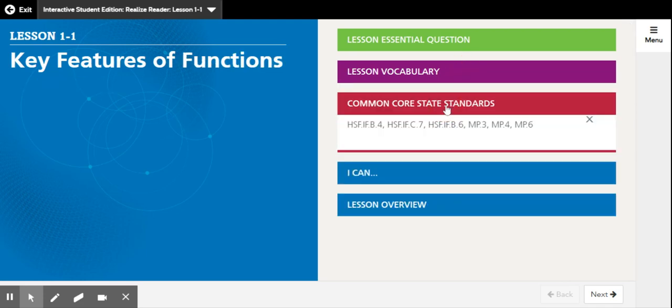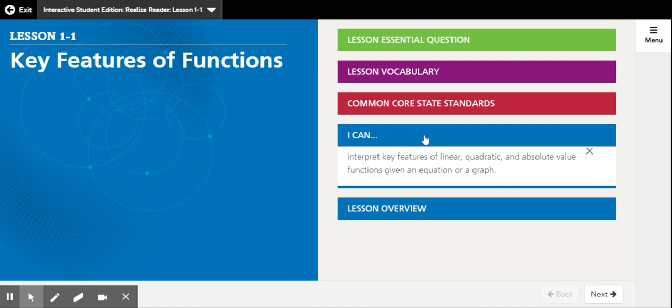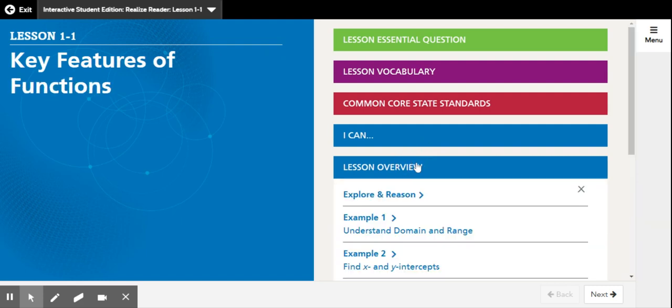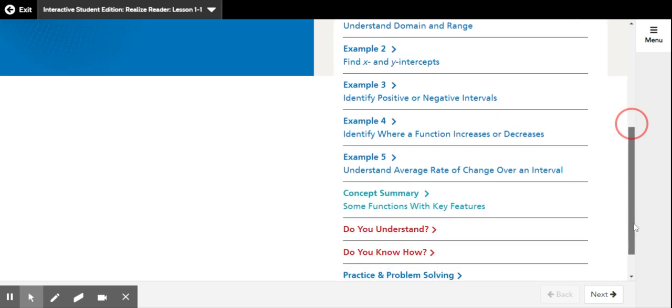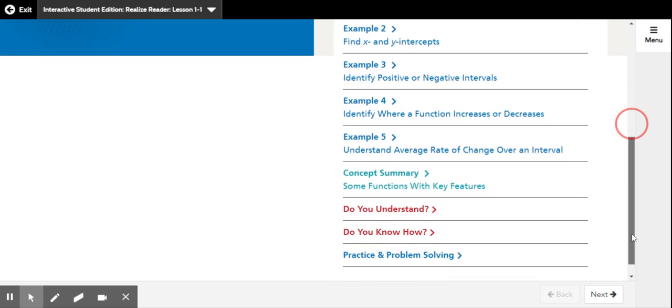Those are the standards. At the end of the lesson, you will be able to interpret key features of linear, quadratic, and absolute value functions given an equation or a graph. And then the lesson overview, these are all the things we're about to do. So about 5 examples, and then a concept summary that I want you to try at the end.